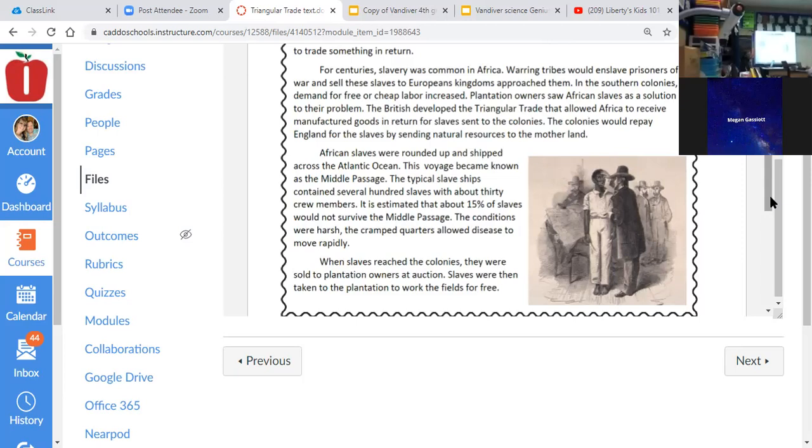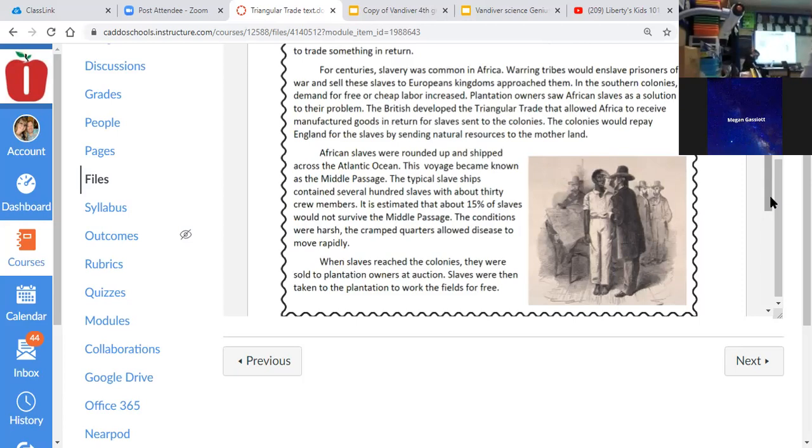So there's the article that discusses triangular trade. This down below says, describe how the triangular trade operated between England, Africa, and North America. I don't want a paragraph. What I do want are bulleted points. Okay. So tell me with 4 bulleted points how the triangular trade works.